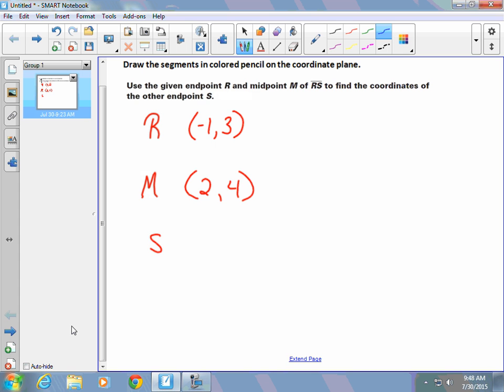Let's take a look at the x values. If we go from -1 on the x-coordinate axis to the 2, how far would you have to move? Well, from -1 to 2, you would have to add 3. So, if we have to add 3 to get from -1 to 2, we'll have to make that exact same movement to find our missing endpoint. So we'll have to add 3. So now you take 2 plus 3, and you get 5. There's your x value for your missing endpoint.